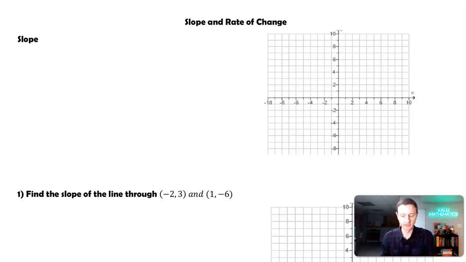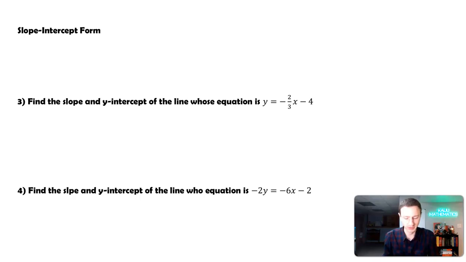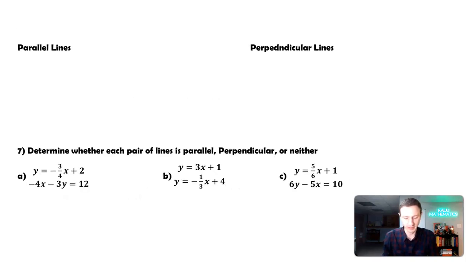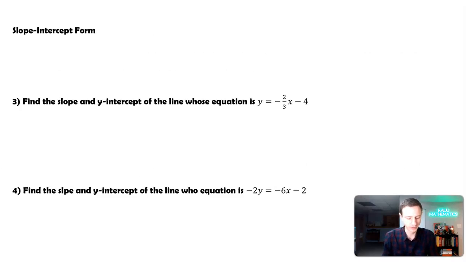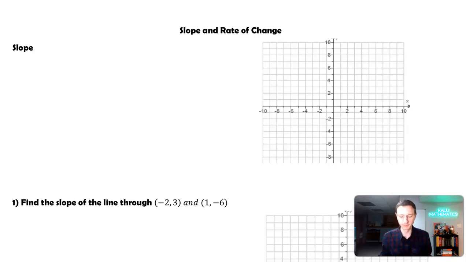In this video, we're going to take a look at slope and the rate of change and how that relates to slope-intercept form. And then we'll look at comparing parallel and perpendicular lines and how slope is affected by those two. And then we'll look at an application to this. So let's start off with slope.